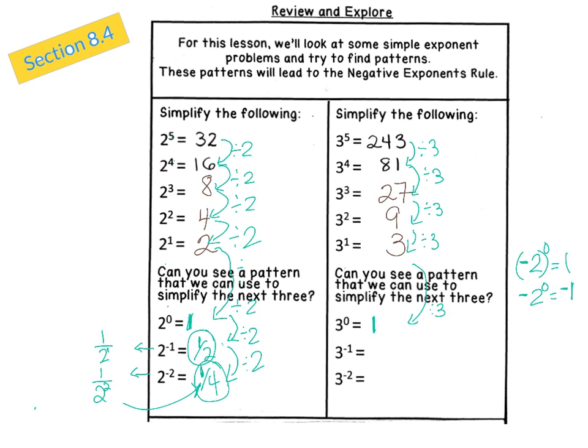Okay, we'll look at one other set of patterns so you can see it works with any base. So over here with the 3, if we divide 1 by 3, then written as a fraction, that's 1/3, which would be the same as 1/3 to the first. And if we divide 1/3 by 3, we get 1/9, which is the same thing as 1/3 to the second.